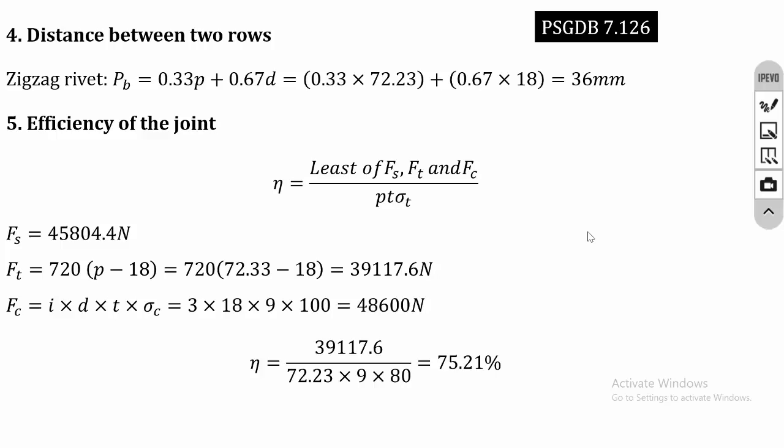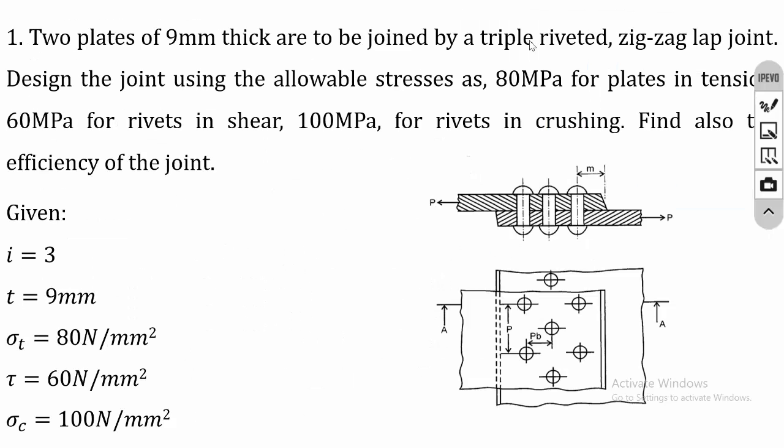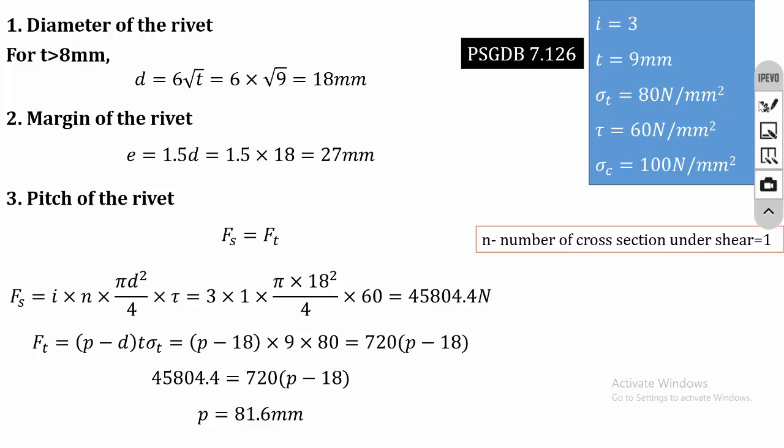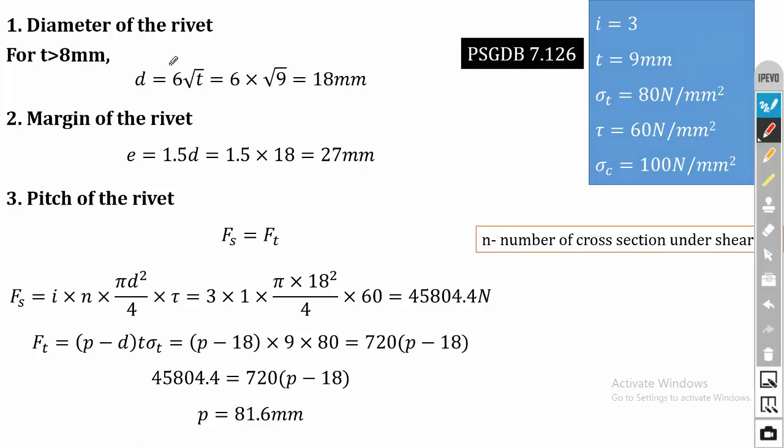Okay. So in the problem it is clearly mentioned that it is a lap joint and the number of rivets is given as 3. So since it is a lap joint, we don't need to calculate the cover plate length. We can start from step 2. And in step 2, we have two equations. One is for T less than 8 mm and the other one is for T greater than 8 mm. In our problem, the T is greater than 8 mm, so I have used the second equation.